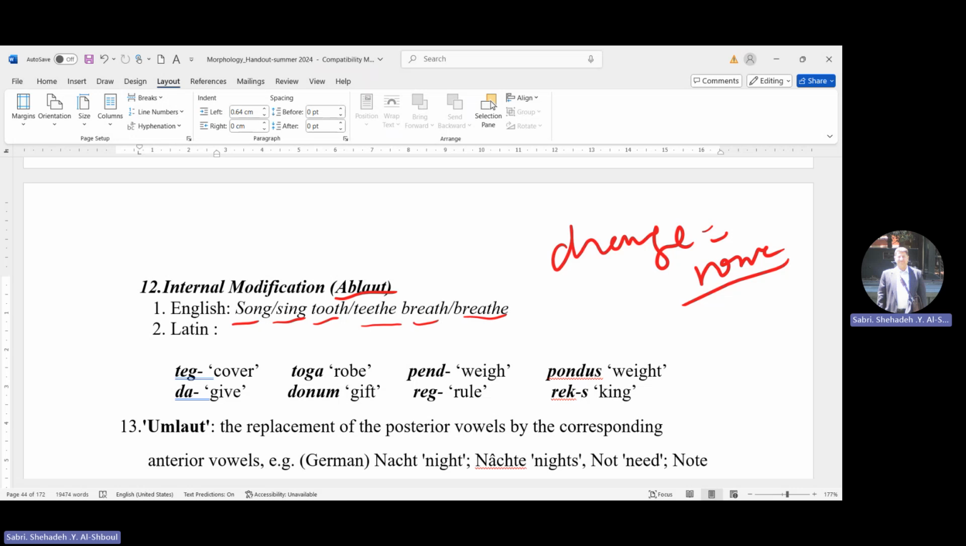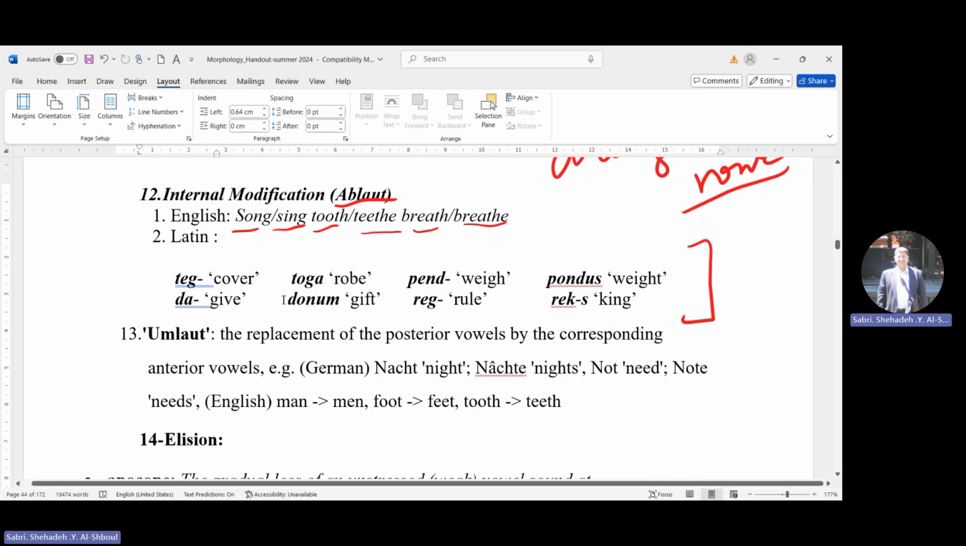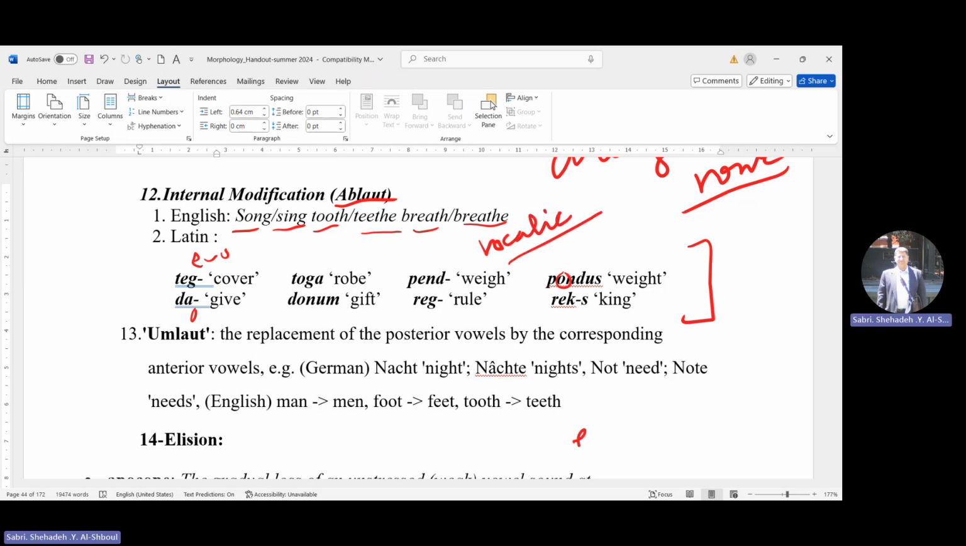In Latin, the same example: we have this internal change in tego, which is cover, toga, which is a robe. Do, give, donum, gift, pendo, weigh, pondus, weight, rego, rule, rex, king. So here the internal changes, dear students. We have e, o, right? We have do, a, o, right? We have pendo, we have o, right? So actually we have a kind of vocalic changes. So here a becomes o. We have in tego, toga, do, donum, a becomes o. We have in pendo, for example, a becomes o. The same applies in this line, right?